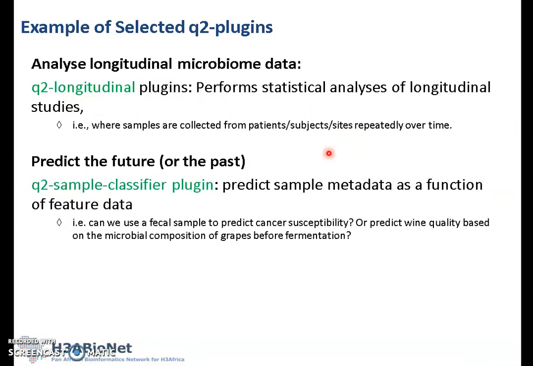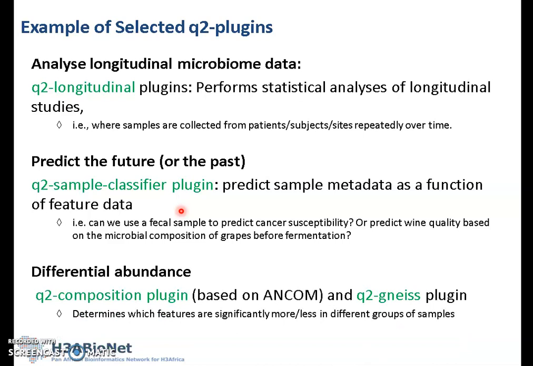And again, if you want to do the prediction of the future or the past, there is the QIIME2 sample classifier plugin. With this plugin, you can predict a sample metadata as a function of feature data. For instance, you can use the fecal sample to predict cancer susceptibility, or predict wine quality based on the microbial composition of grapes before fermentation. For all these types of prediction for the future or for the past, there is this QIIME2 sample classifier plugin specifically for that purpose within the QIIME2 pipeline.